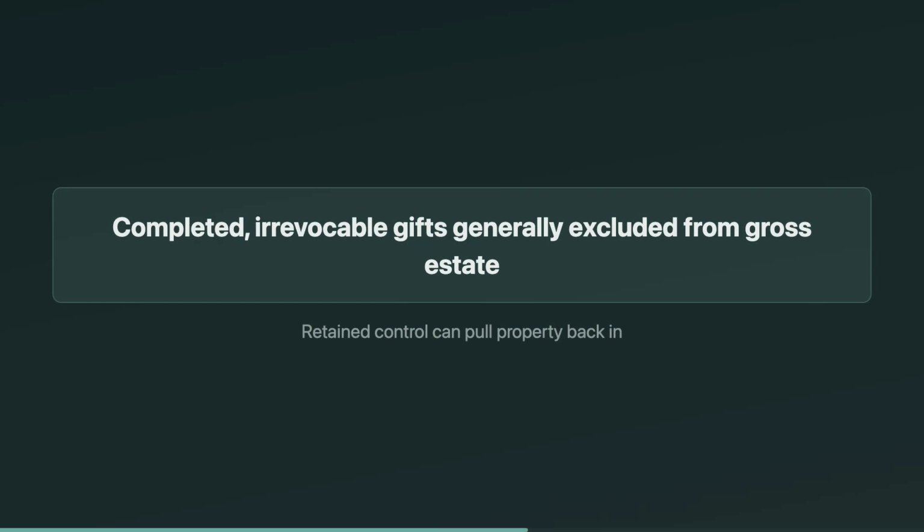Equally important, what's not in the gross estate. Property owned solely by a spouse or someone else is not included just because they're related, and completed lifetime gifts generally stay out, meaning the transfer was complete and irrevocable with no retained control. On the EA exam, the word retained is your red flag. If the decedent kept strings attached, it may come back into the estate.